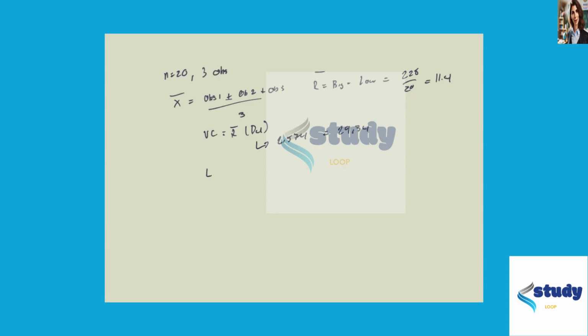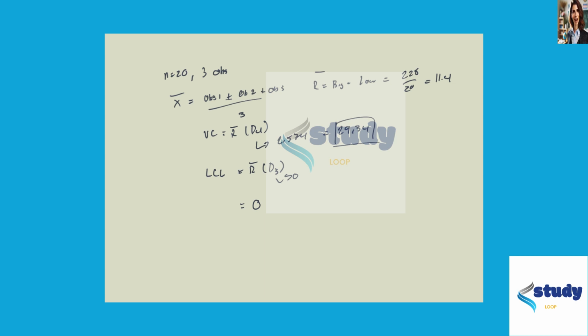For our lower control limit, we do the same thing, but multiply by D3, where the value of D3 is 0, and therefore our lower control limit is going to be equal to 0. So the upper control limit for this particular chart is going to be 29.34.